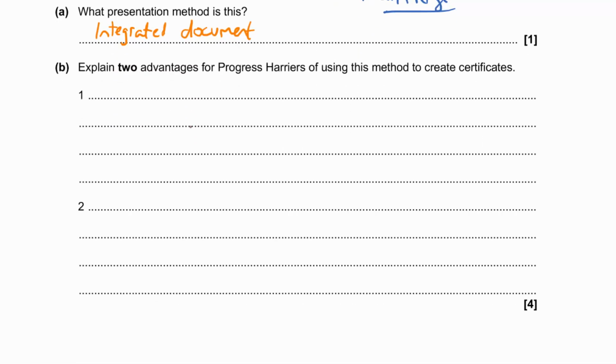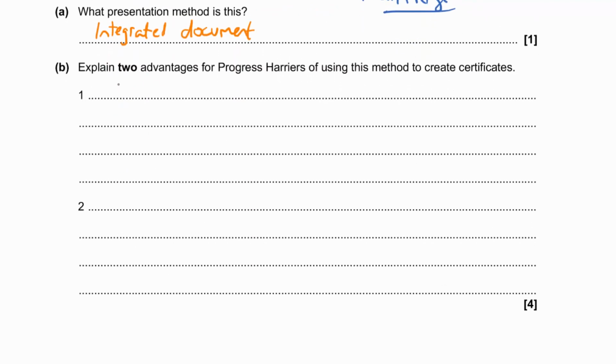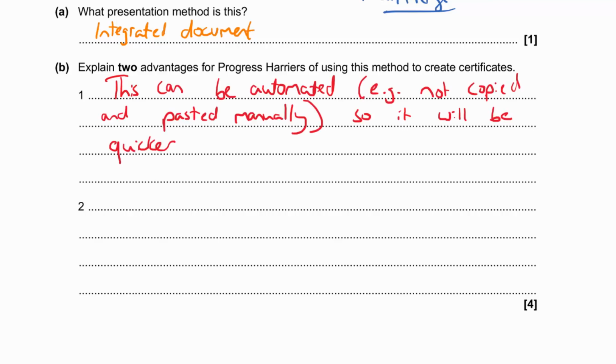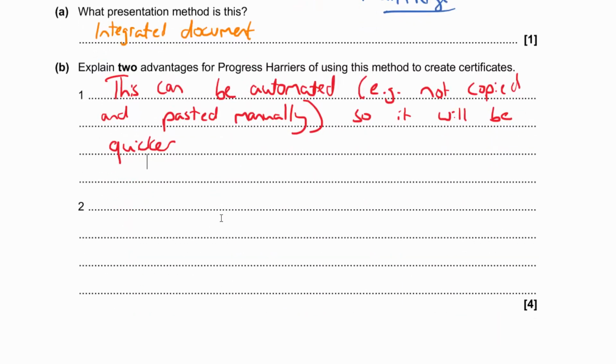So what are two advantages to them of using this more automatic process? Well, it being automatic, data is not having to be copied and pasted manually, will speed things up. So this can be automated. I'm thinking if somebody's copying and pasting, they would hopefully not make mistakes, but perhaps they're not even doing this. Maybe they're printing out a database and with paper in front of them, typing up the names and times into the template, which is prone to make mistakes. Even copying and pasting, you might leave off a few letters and it might lead you to have mistakes.